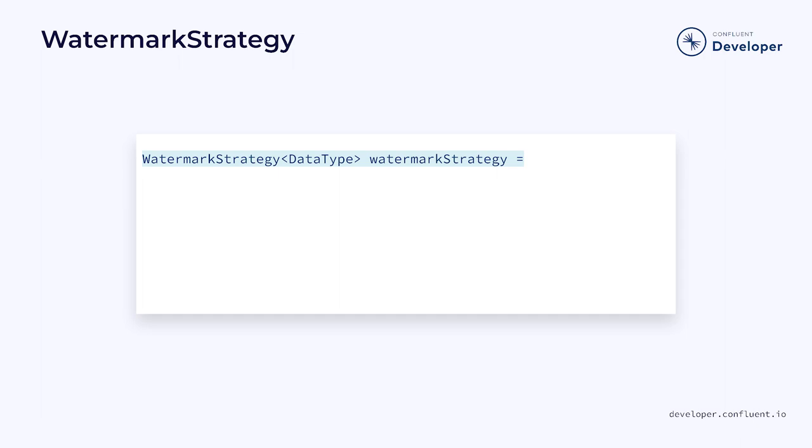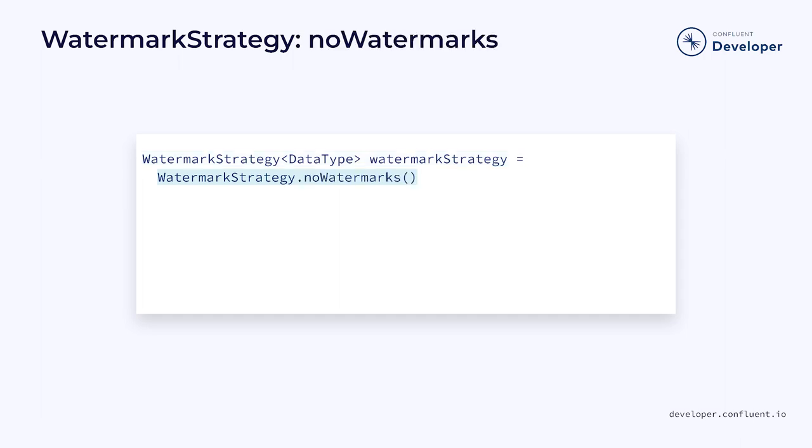Watermarks are defined using a watermark strategy. There are a few predefined strategies, but you can also create your own. The most basic strategy is no watermarks. It's useful if you don't care about timestamps, but it's unsuitable for windowing. For windowing, our simplest strategy is monotonous timestamps. This tells Flink that the timestamps will be strictly increasing and never out of order. This can be suitable for messages produced by a single-threaded process.